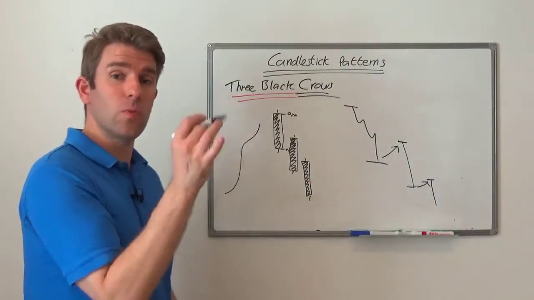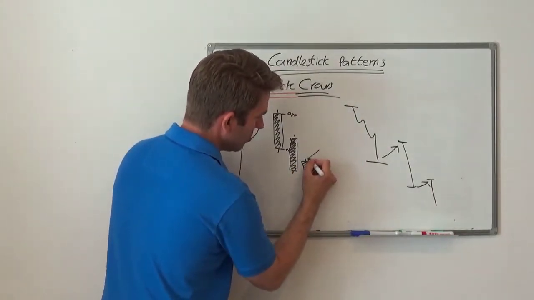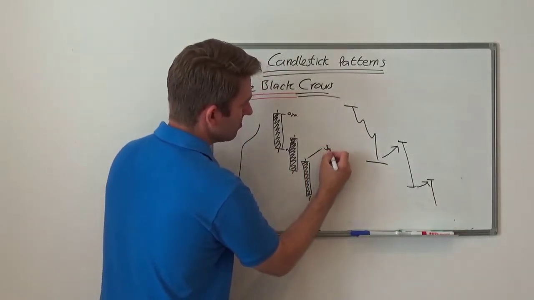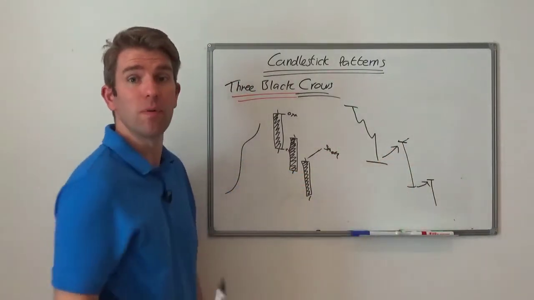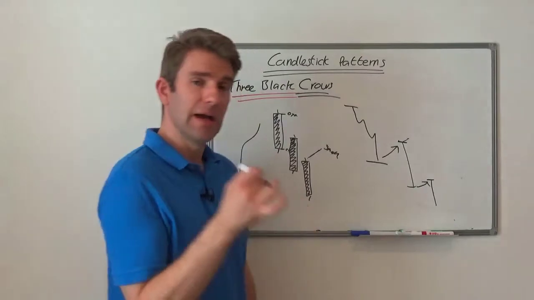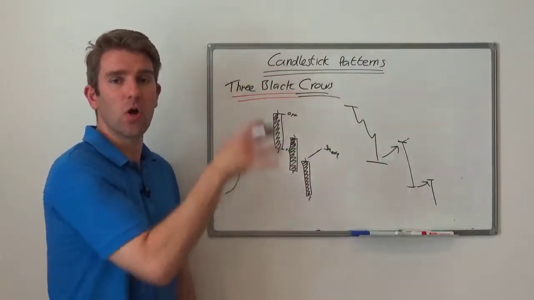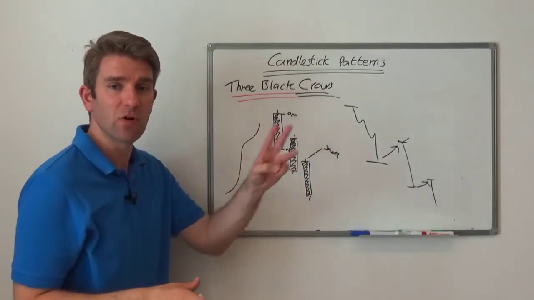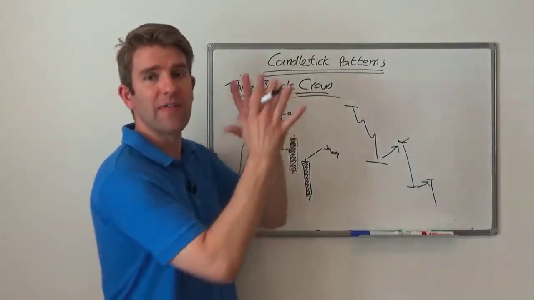The extra little attributes to this is that these little tails here, or wicks, are very, very small. In other words, maybe it opens and tries to have a little go, but fails immediately straight away. This body is long, so you've got a long high to low move 3 days in a row, hence the 3 black crows. And it occurs kind of at the end of an uptrend.